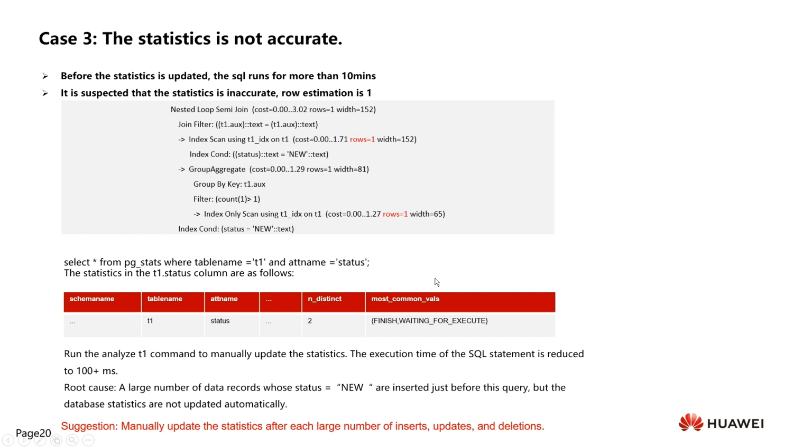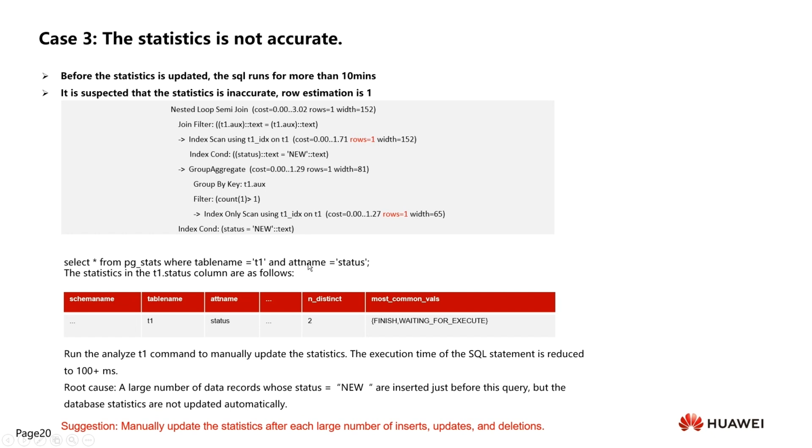So here we have the case. We also have a case with inaccurate statistics. We have a query that runs for more than 10 minutes. And we can see from the execution plan that the index condition on the status column is new. But when we look at the row estimation, we see the number of rows estimated is 1. So therefore, we can suspect that the statistics are not accurate.